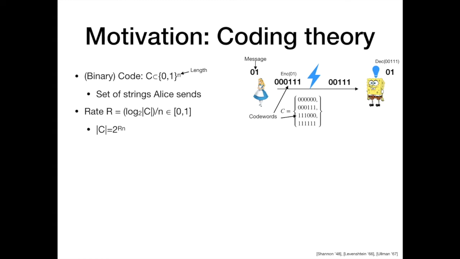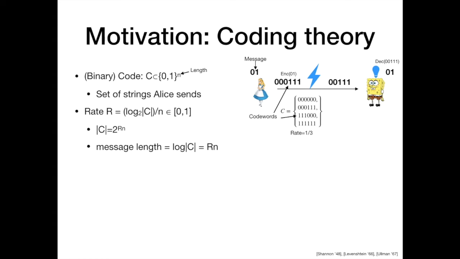So an intuitive way to think about the rate is that the length of the message that Alice encodes is R times n. The code here has size 4, so you can calculate the rate is log of 4 over 6, which is 1/3. But a more intuitive way of seeing it is Alice is taking 2 bits, encoding it in 6 bits, so the rate is 2 over 6, or 1/3.